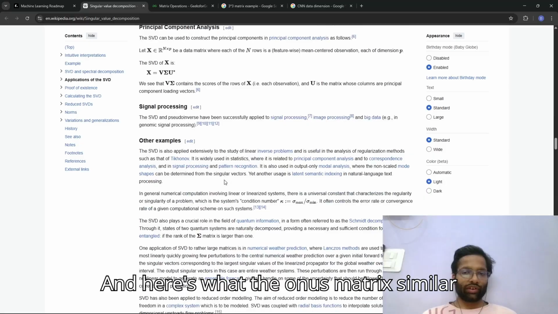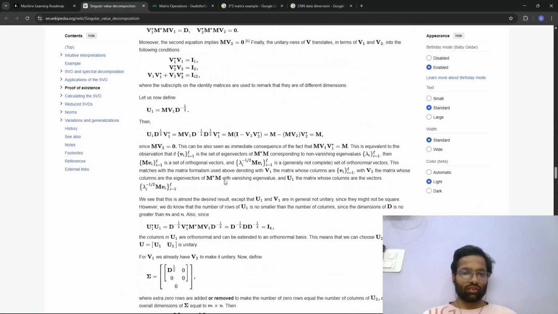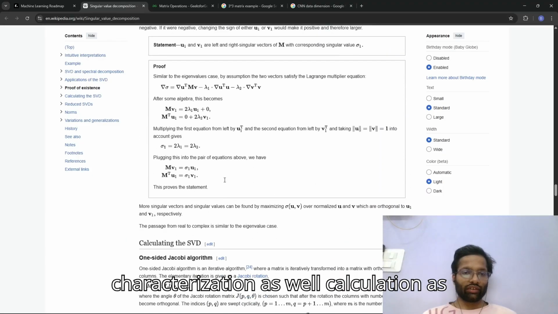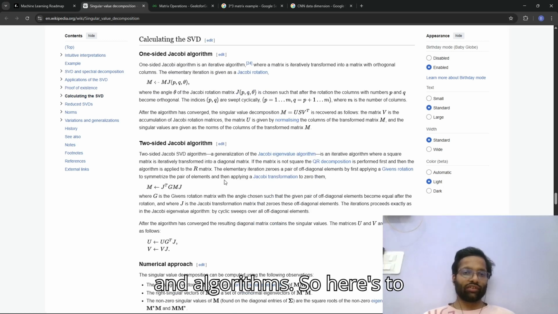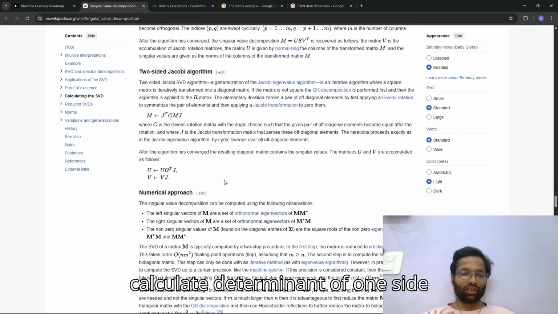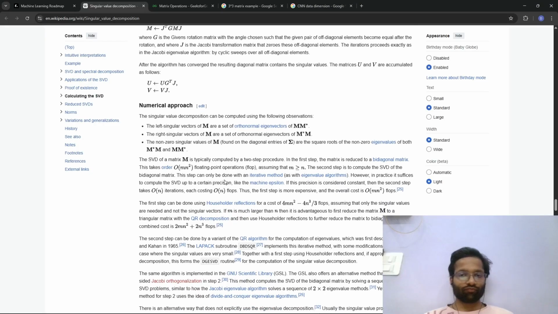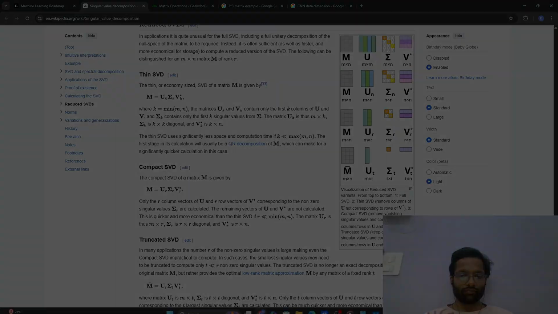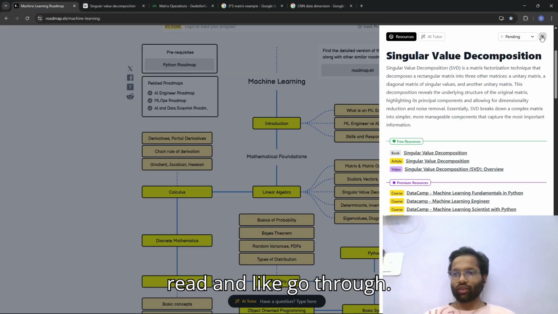And yes, orthogonal matrix, similarly, a lot of those things. Spectral algorithm, variational characterization as well, calculating SVD, one-sided Jacobi algorithms. So you have to calculate the determinant of one side based on that dimension as well. So yes, that's how we can read and go through all of them.